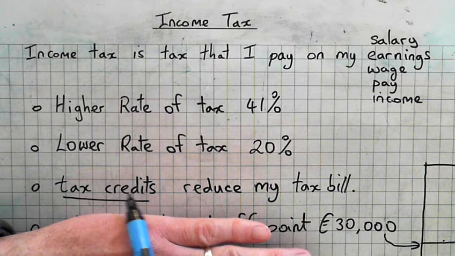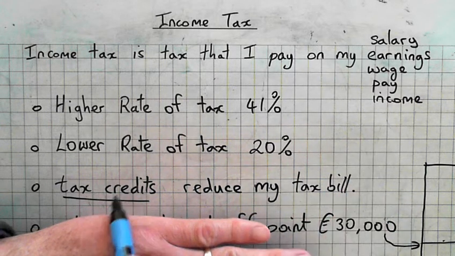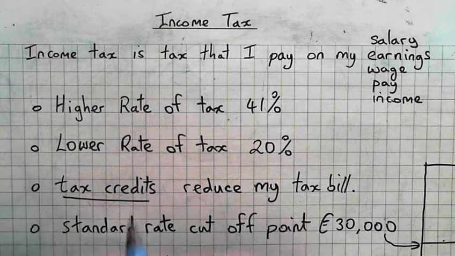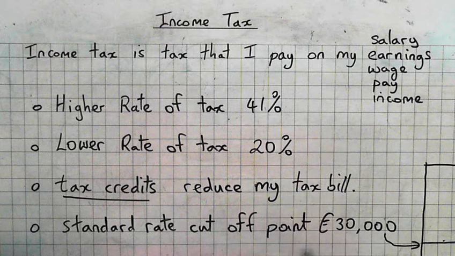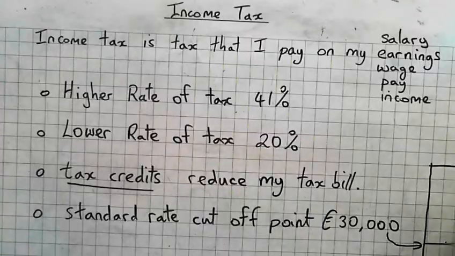Tax credits is tax that reduces my tax bill. Basically tax that I get back into my hand. And standard rate cut-off point is usually around 30,000. Right, so I'm going to rub that out now.